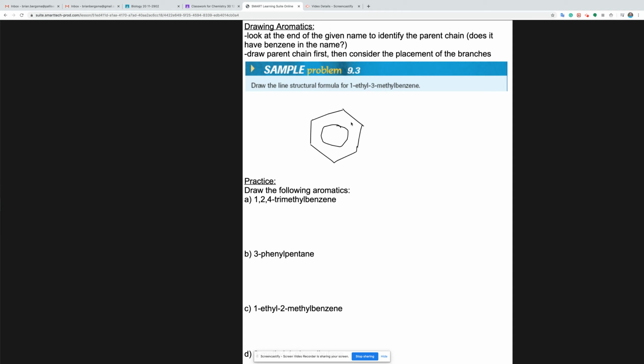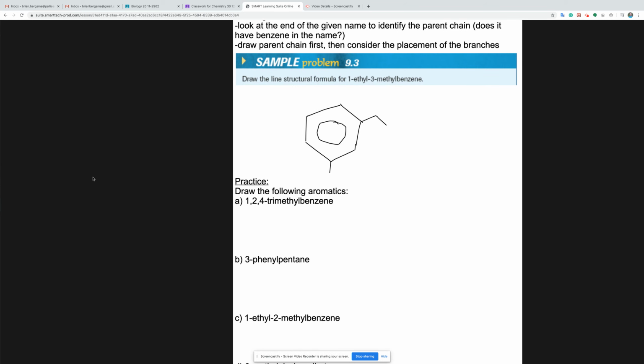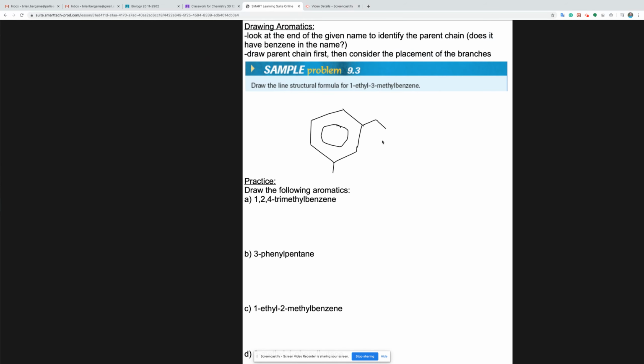Coming off the first one, we have an ethyl group. The line structure of ethyl looks like that, because there would be one carbon here, one carbon here. Then 3-methyl. You don't always have to start here. Wherever I put my ethyl group, that's number 1. So then 2, 3, this is my methyl group, just a straight line coming off. So there we go. If you want more examples, just let me know, and I'll do some more examples.